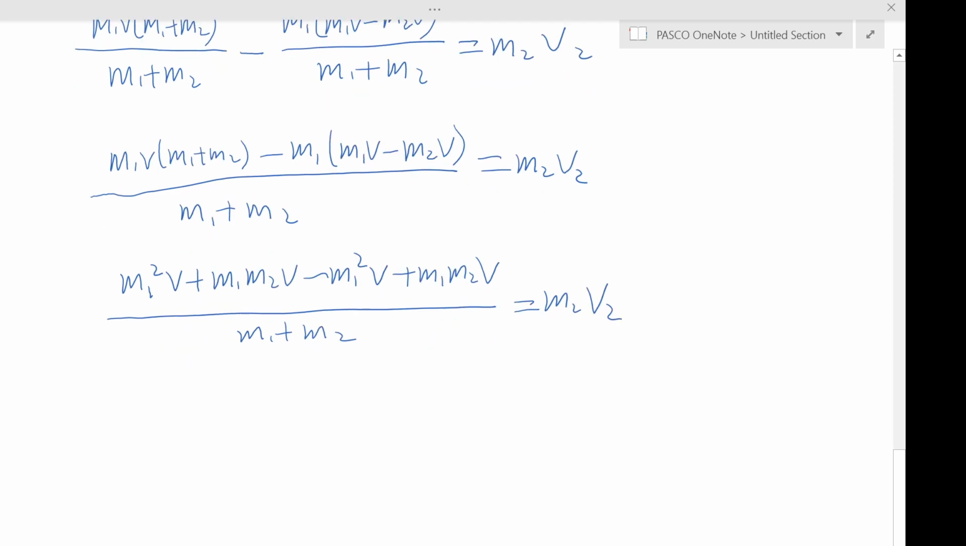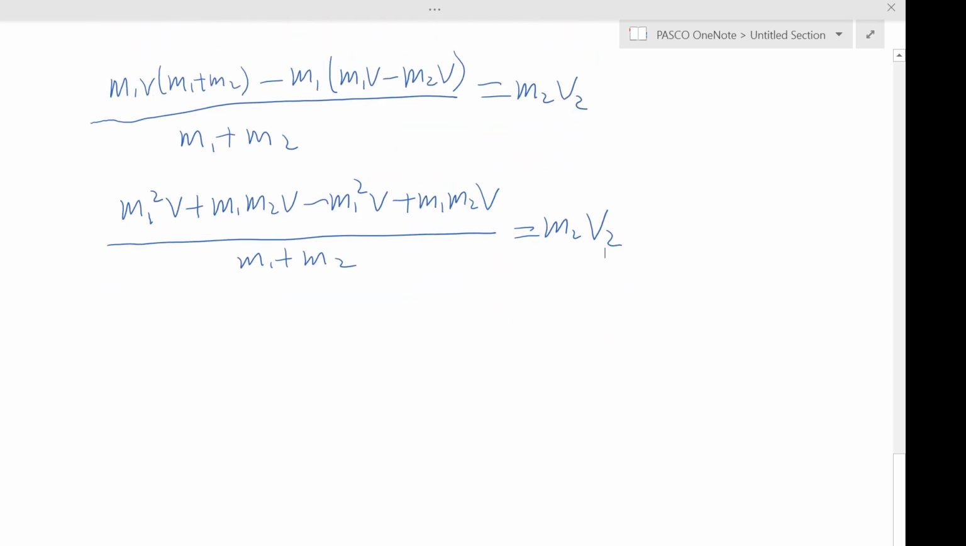Okay, so again when I multiply out the bracket, be careful of the negative sign. This negative will turn this negative into a positive, because two negatives make a positive. That's why I have a positive here, and this is just negative m1 squared v. Now you can see this cancels out, since those are exactly the same terms. So it's 2m1 m2v over m1 plus m2 equals m2v2.